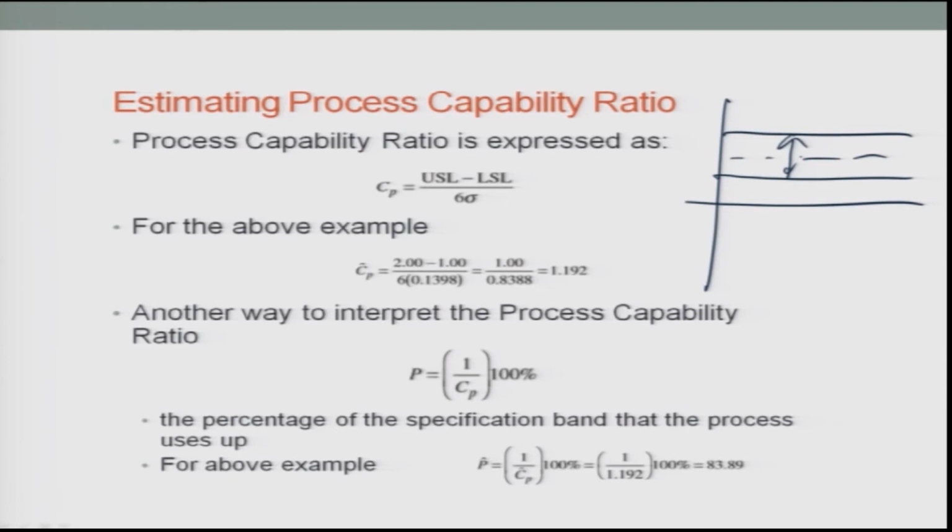Another way to interpret the process capability would be 1 by Cp, and the percentage of the specification band that the process uses can be utilized accordingly. So, for the above example, the concept of process capability gives us the value of about 83.89.